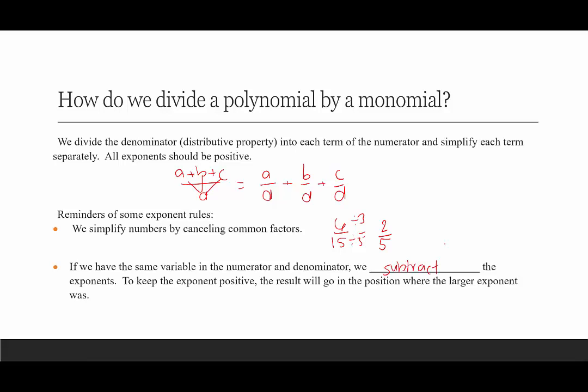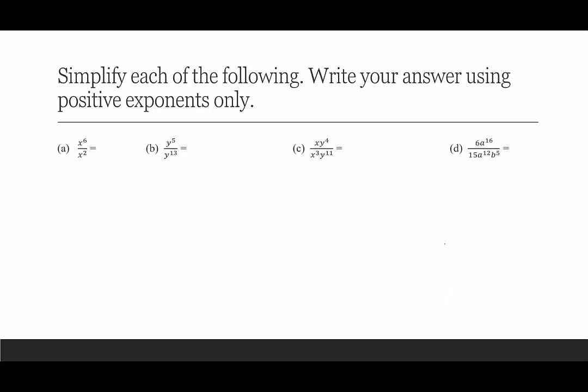And what I like to do, instead of strictly subtracting the exponent of the numerator by the exponent of the denominator, in order to keep the exponent positive every single time, the result will go in the position where the larger exponent was. So if you have more factors in the numerator, then the result will be in the numerator. If you have more factors in the denominator, then the result will be in the denominator. Okay, so just to practice these reminders that we just talked about, let's simplify each of the following. Write the answer using positive exponents only.